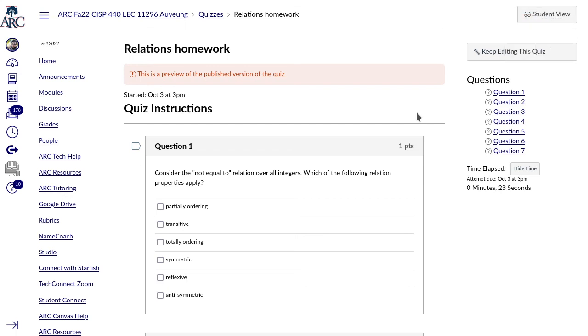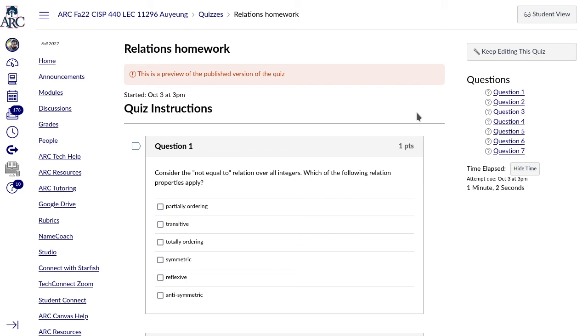So you basically just have to check the ones that apply and do not check the ones that do not apply. All right, so partially ordered, that we don't know yet. We're going to have to check out the three requirements for partial ordering, and then we can decide whether to check that box or not. Transitive is one of those, and not equal to is not transitive because you can choose the values of 1, 2, and 1. 1 does not equal 2, 2 does not equal 1, but 1 does equal 1. So transitive does not apply in this case.